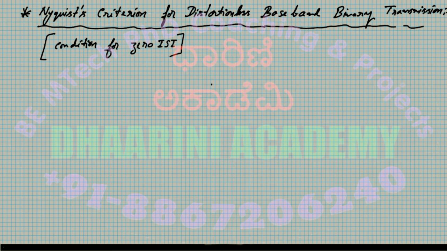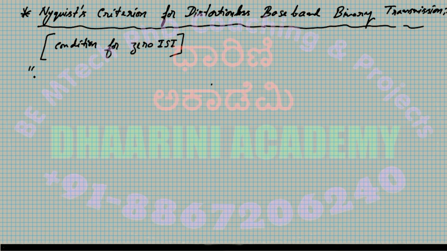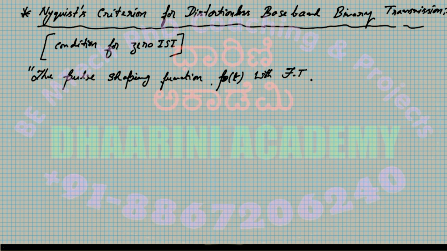All right, so first let me give the statement of this particular condition. Okay, so this is the statement. Pulse shaping function. So what is that function? Previously we denoted that by p of t. So this is the same p of t. Pulse shaping function p of t with the Fourier transform, say denoted by capital P of f, which satisfies a specific condition.